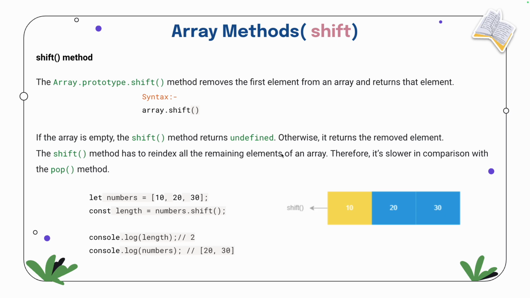Next is the shift method. The shift method also does the same, it deletes an element, not from the last but from the first. This also does not have any parameter because it has to delete only one element at a time. It can't delete multiple elements. So either last or first. Using pop, we are deleting the element from the last, and using shift, we are deleting the element from the first, right?